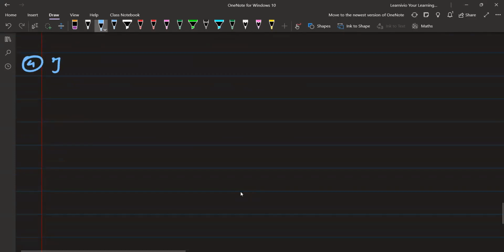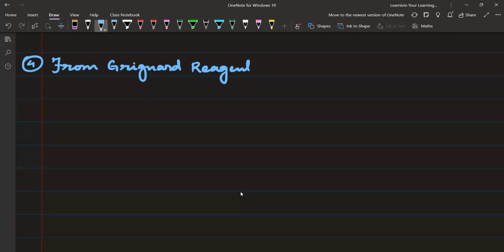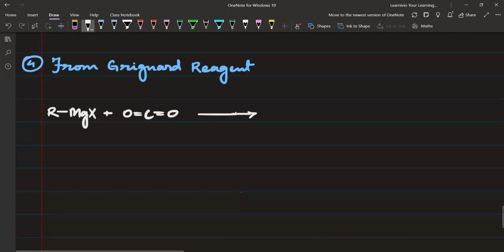The fourth one is from Grignard reagent. So basically, we start with the Grignard reagent. We have RMgX. Obviously, we can start with a haloalkane, then add magnesium to get the Grignard reagent, and then we react this with carbon dioxide. The structure of carbon dioxide is O double bond C double bond O. In this we use a solvent that is dry ether. Okay? We cannot use water.